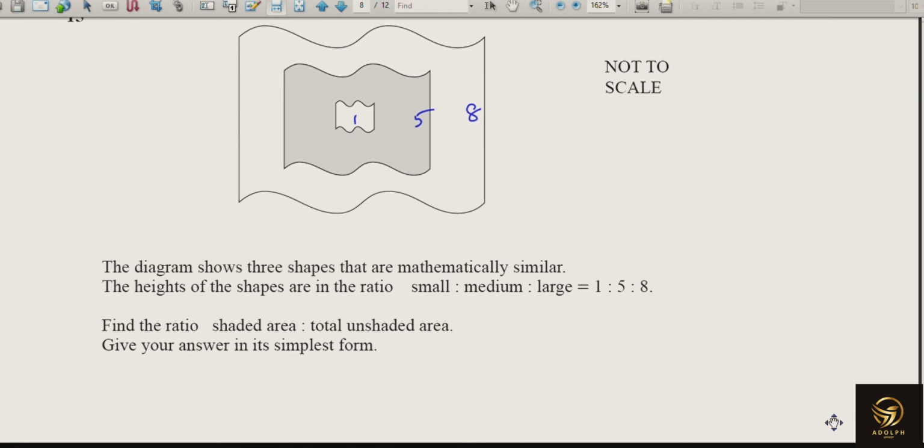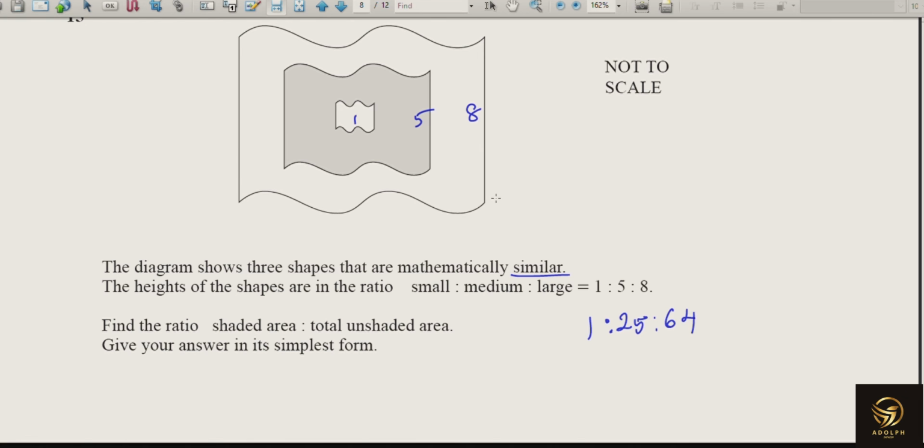So what will its area become? Its area is going to be 1, 5 becomes 25, and 8 becomes 64. Yes, I can hear the question: why are you taking just the square? Because it's similarity. They mentioned it is the similar concept. In similar shapes, if you have a length and want to find the area, we square it. If you want to find volume, we cube it. Since it is area, I'm just squaring. So I got the total areas.